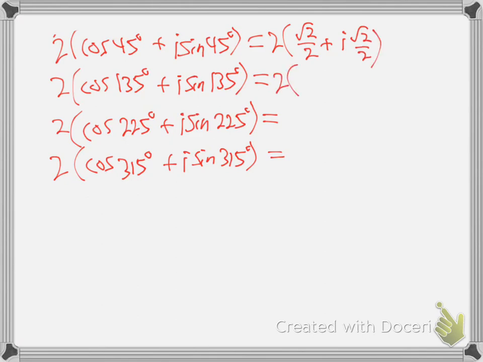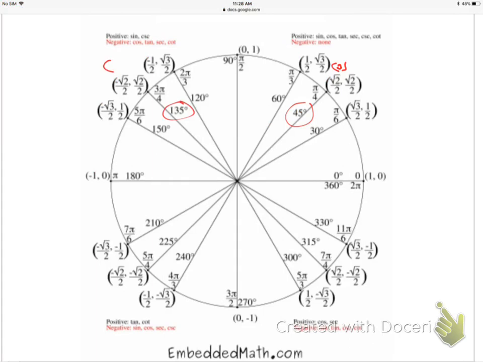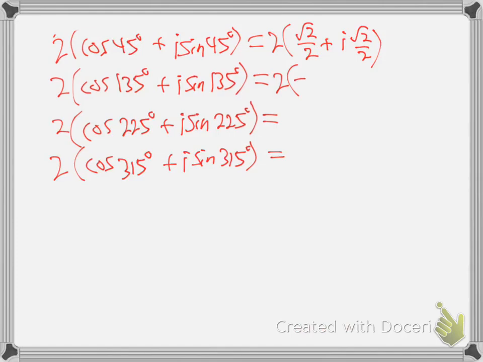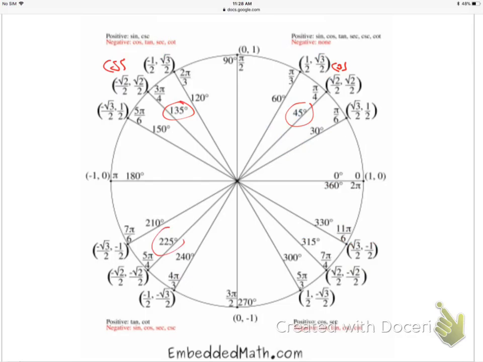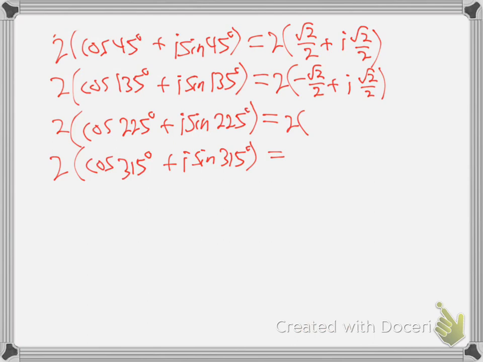Next one, cosine 135. 135 right here. Cosine is negative root 2 over 2. Sine is positive. Next one, 225. 225 is right here. Cosine and sine are both negative.